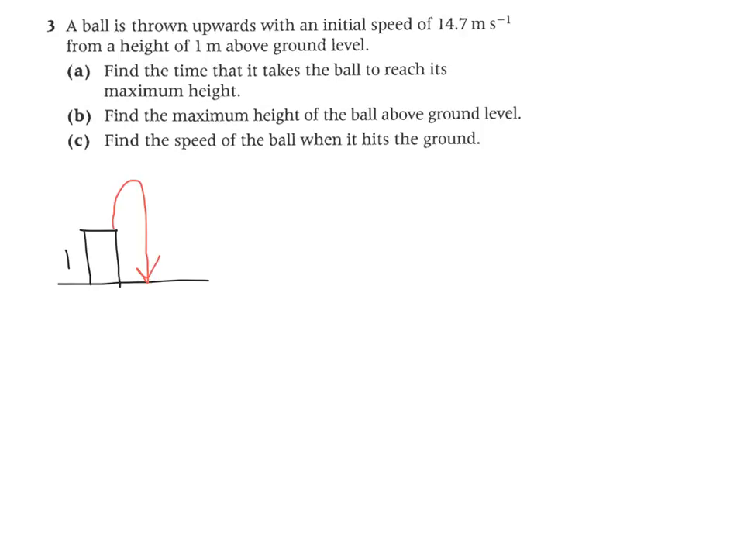The initial speed, so u, there we go, 14.7. And that is only because I decide that upwards is positive. Okay, so the upward direction is positive, u is 14.7, therefore a, the acceleration, is negative 9.8, because the gravitational force is now going downwards.